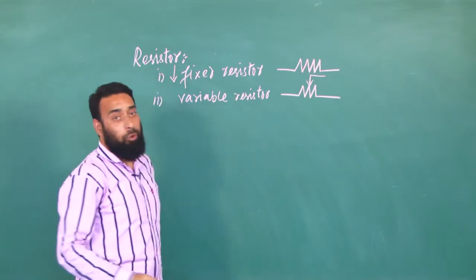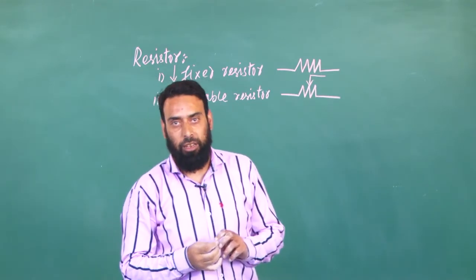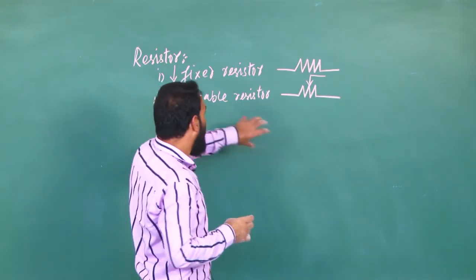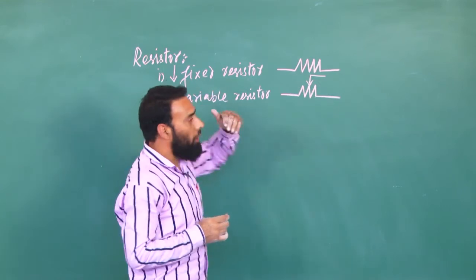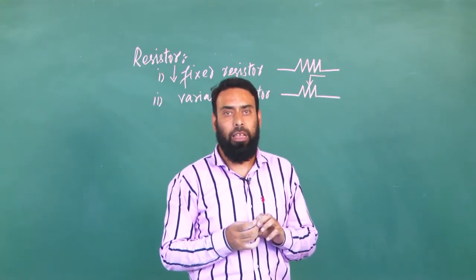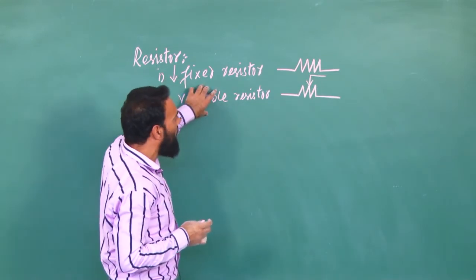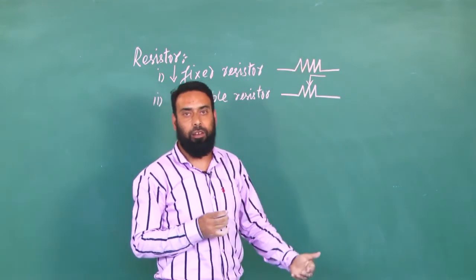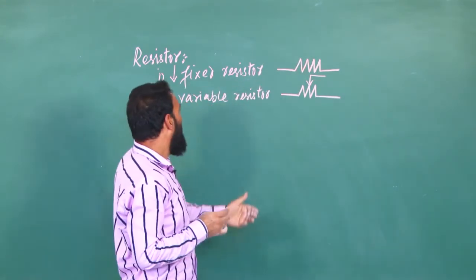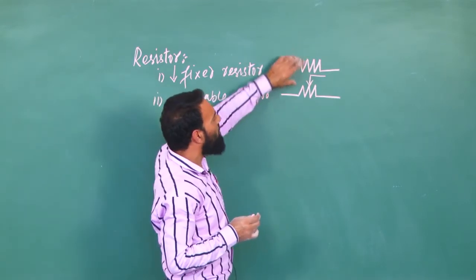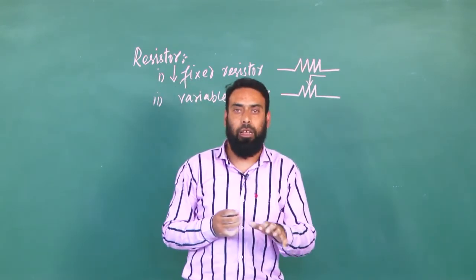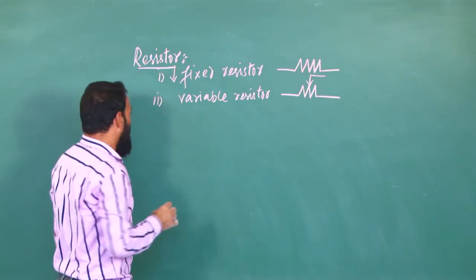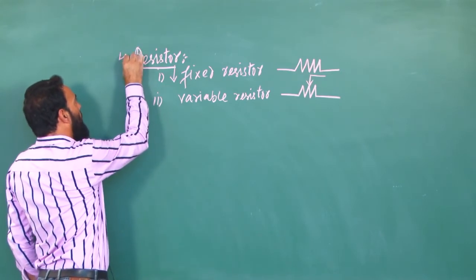A variable resistor is again named a rheostat. A rheostat is an electrical device where we can increase or decrease the resistance of a conductor. So in a variable resistor, we can increase or decrease the resistance. But in a fixed resistor, there is a fixed resistance. So these resistors are basically used to limit the current in the circuit. So this is another component of a circuit.